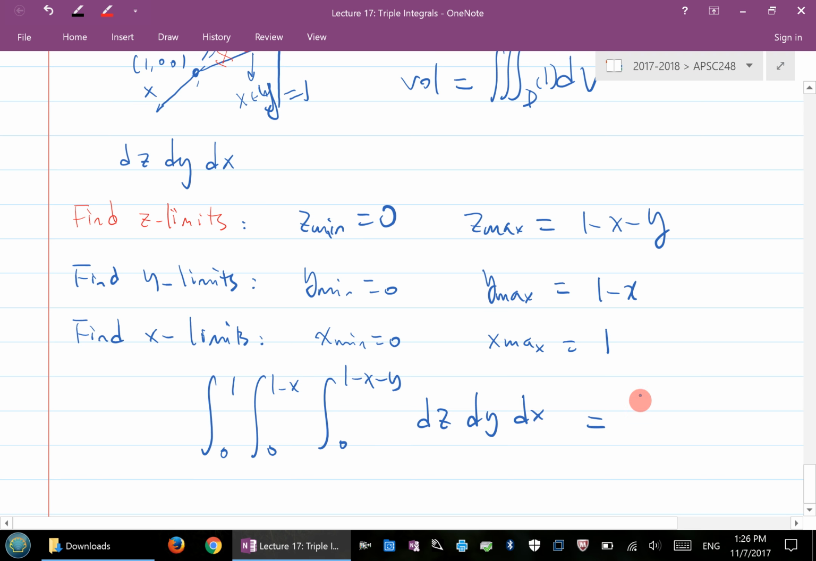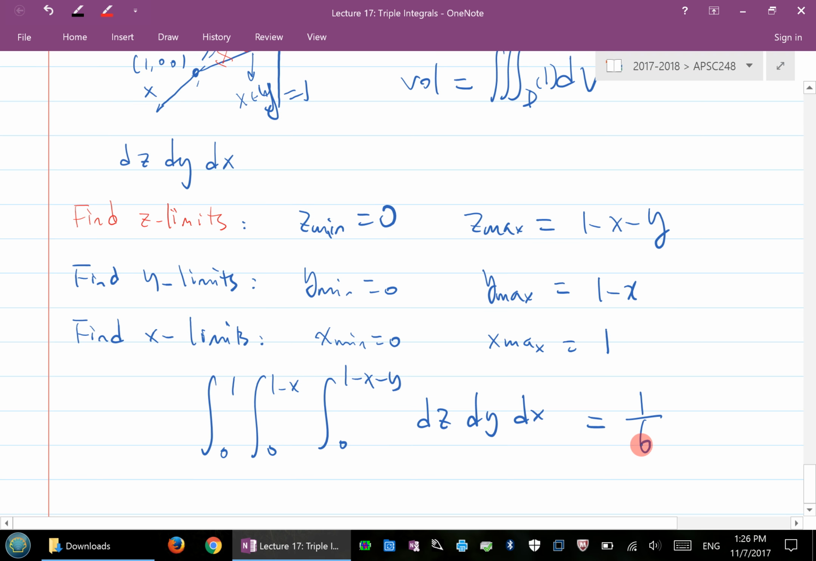Okay. So you end up with 1 over 6. What's the formula for a tetrahedron volume? It's 1/3 times the base area, right? And then times the height. Okay. So you can try it out. The base area is a triangle with edges 1, 1 on two ends. So that's 1/2 times 1/3. The height is 1, so it's 1/6, right?